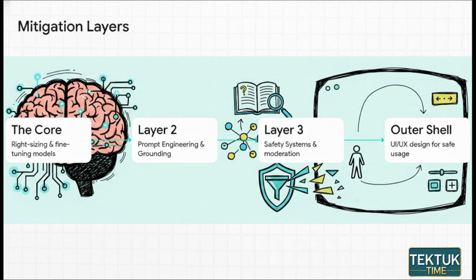Moving out to Step 3, we introduce active safety systems, like moderation filters that identify and block harmful inputs in real time. And finally, Step 4 is the outer shell. That's your UI and UX design, which restricts risky behavior from the user in the first place. Every single layer compounds to protect the end user.